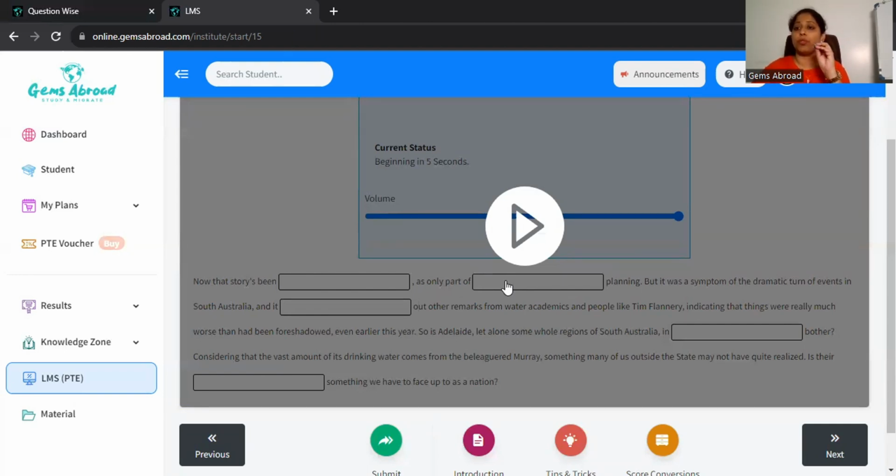So don't waste most of your time. Don't take too much time. Listen, type, and then proofread, submit, click next. So go for the next question. Only 2 to 3 questions you will get in the exam. So this is how a listening fill in the blanks will look.